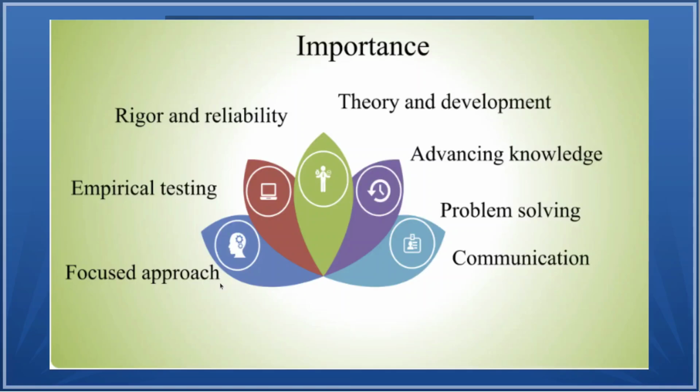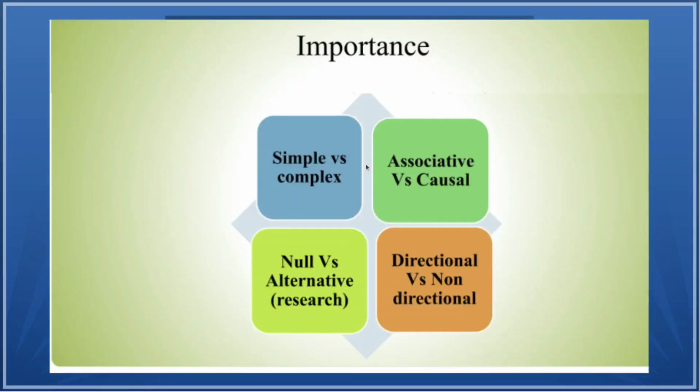So in detail knowledge which you gain on that topic. So focused approach. Empirical testing. After you collect the data, you are going to analyze the data in empirical forms. Okay, by using the statistics. Next, last one is rigor and reliability. That is ensuring findings are accurate. You have to make sure at the end of the research study whether findings are accurate or not. You have to make sure. This is the importance of hypothesis.